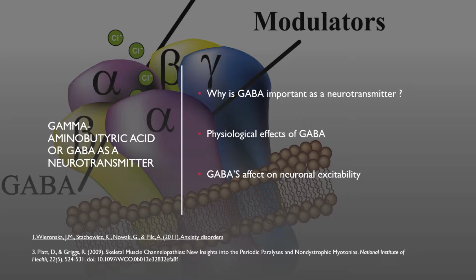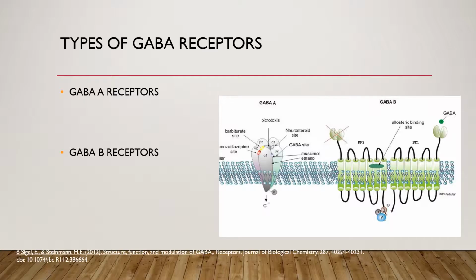Gamma-aminobutyric acid, or GABA, is the primary inhibitory neurotransmitter in the mature brain. It reduces neuronal activity of target cells through its binding to GABA receptors present on the cell surface. Nearly half of all synapses of the brain express some kind of GABA receptor and are thus responsive to GABA. There are two types of GABA receptors that we are focusing on, GABA A and GABA B.